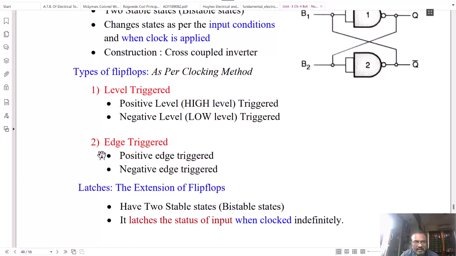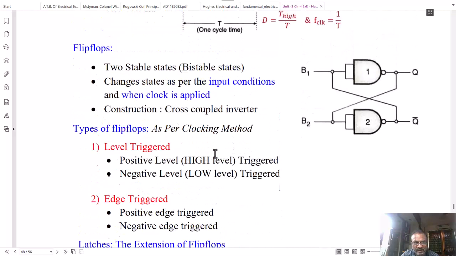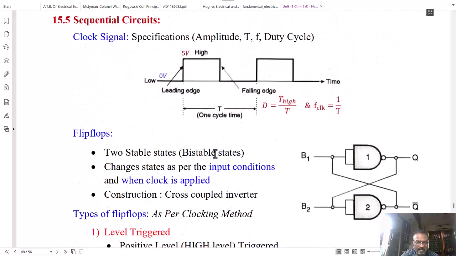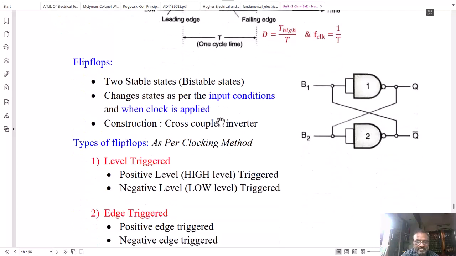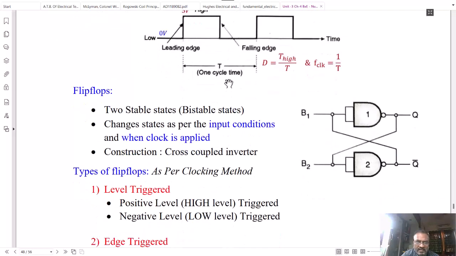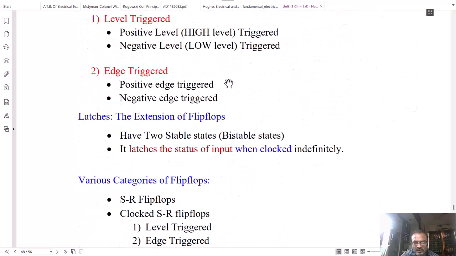Another category of flip-flop as per the clocking method is the edge-triggered flip-flop. That is called the positive edge-triggered flip-flop and the negative edge-triggered flip-flop. In this flip-flop, the change of the flip-flop output will only take place on edges of the clock, that is on the leading edge or on the trailing edge. That is called positive edge or negative edge.